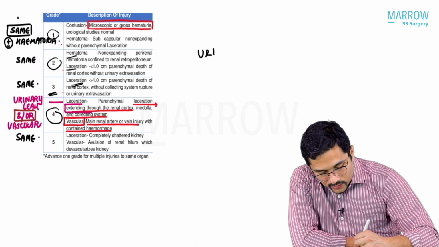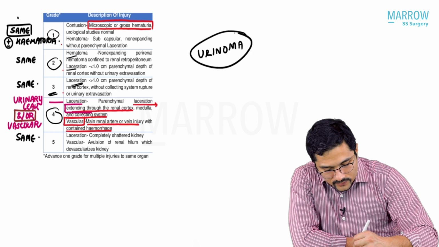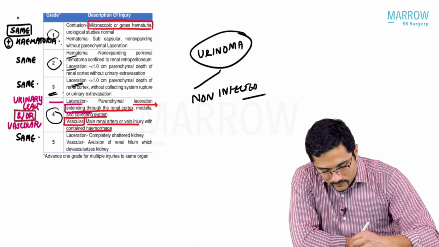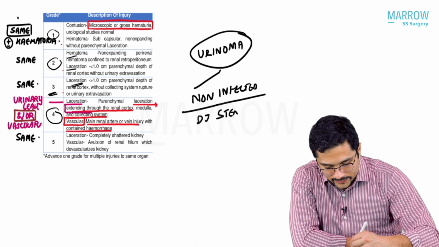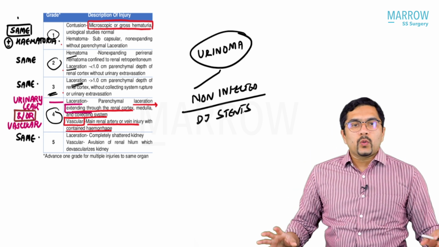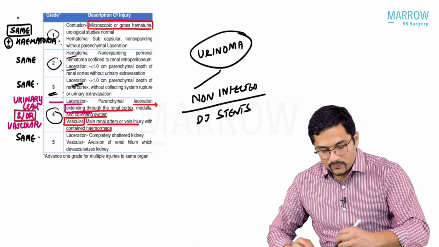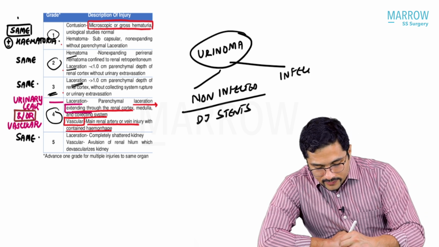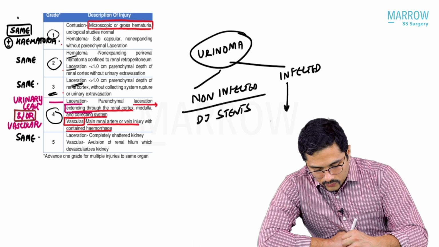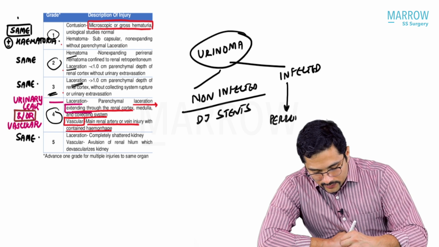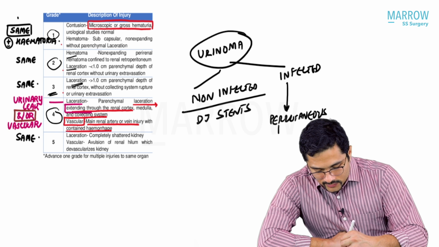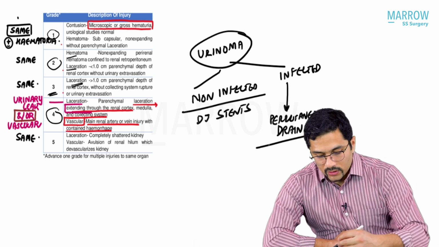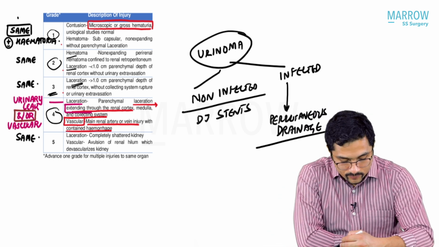Now, if there is a urinoma which is non-infected like in this patient, we should put in DJ stents, and DJ stents would just act as a low resistance passage and the patient will be able to pass that or the urinoma will resolve. But if it is an infected urinoma, then we need to drain it. We do percutaneous drainage using a pigtail catheter in such patients.